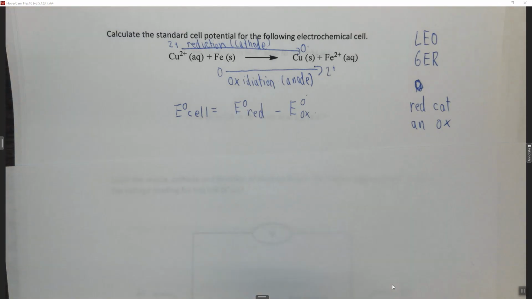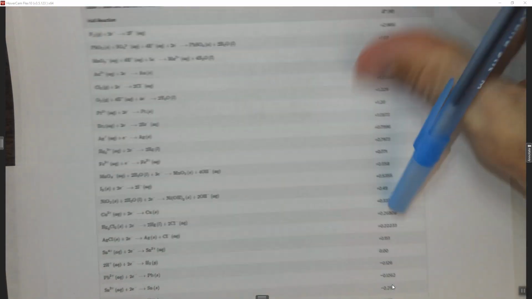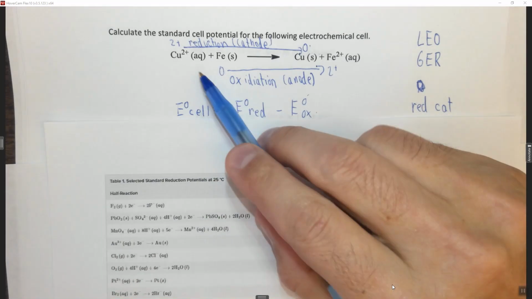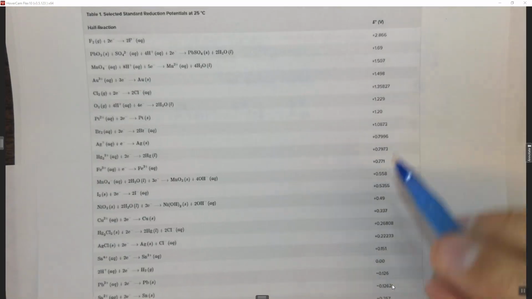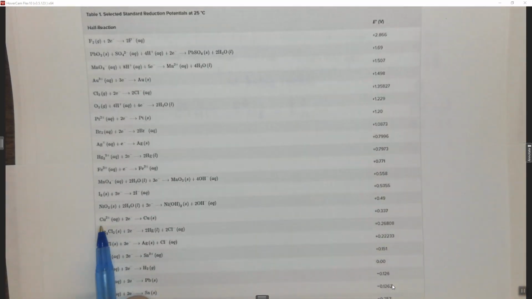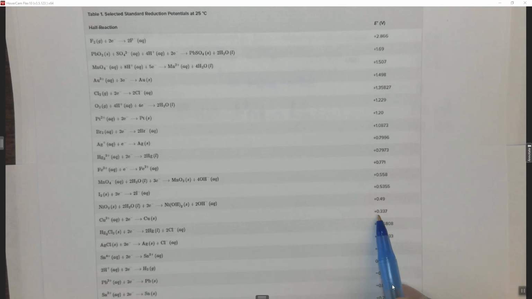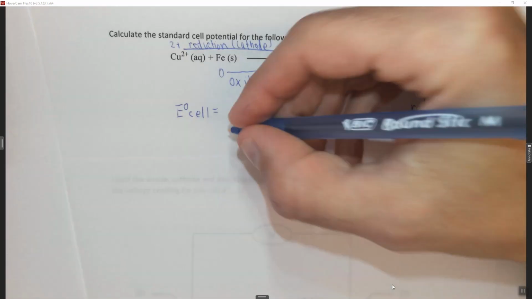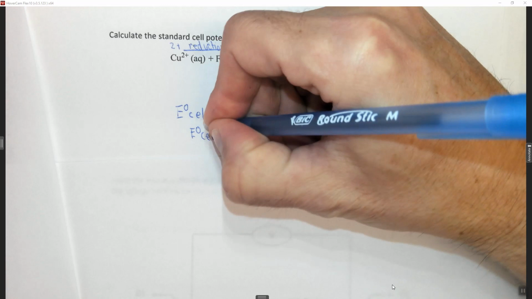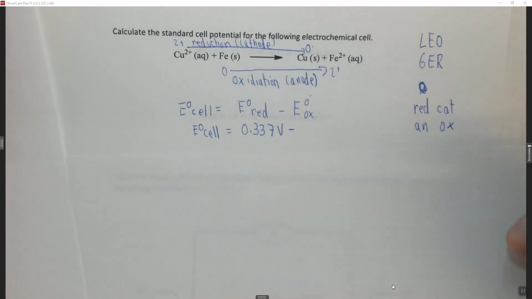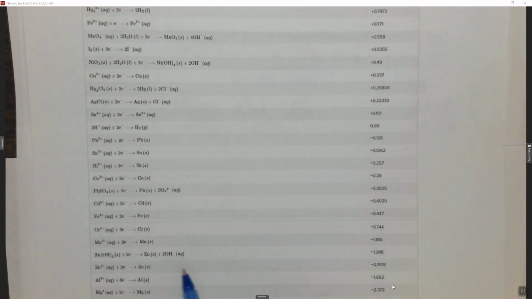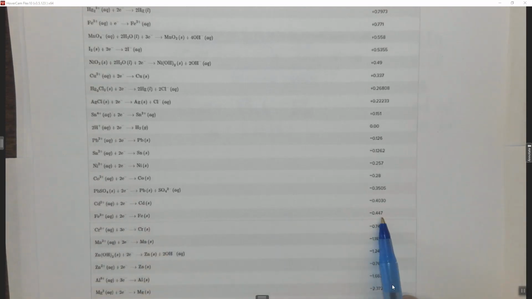So now we need the table, and I took this table right out of the OpenStax book. So we need to find the different things on the table. So the first thing we need is the reduction, which is the Cu2+ going to Cu. So if we look, Cu2+ plus 2 electrons yields Cu is 0.337 volts. So the E cell is going to be equal to 0.337 volts minus, now what's being oxidized is iron going to iron 2+, so we've got to find that on here. So in this case we have Fe2+ plus 2 electrons yields Fe, so it's minus 0.447.